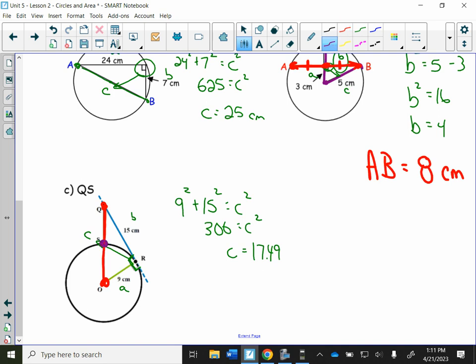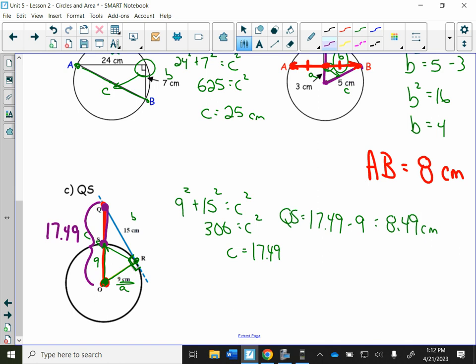So how could I figure out the distance from here to here, knowing that this entire thing, we just found it was 17.49? Well, the key to recognize there is the radius of a circle, center to any point on the outside, is always the same. It's 9. Well, that means the center to the edge of the circle is 9. So if I take my 17.49 and I get rid of the 9, it leaves me 8.49 centimeters from Q to S.